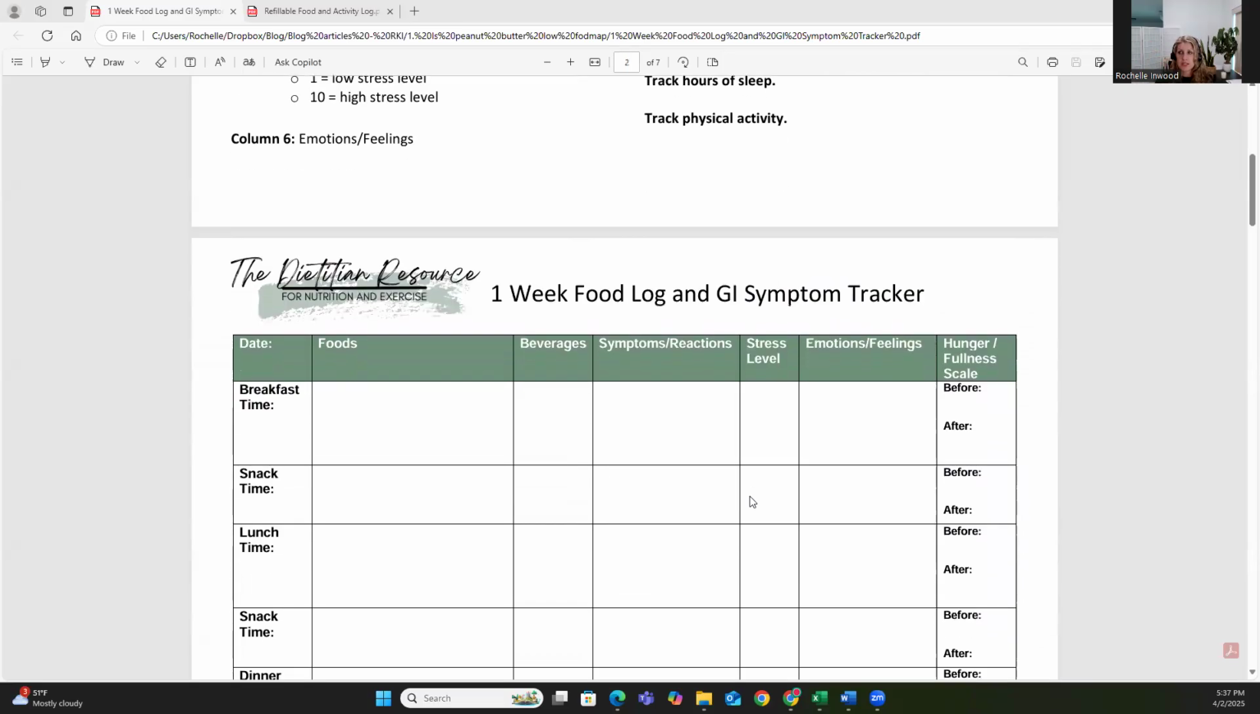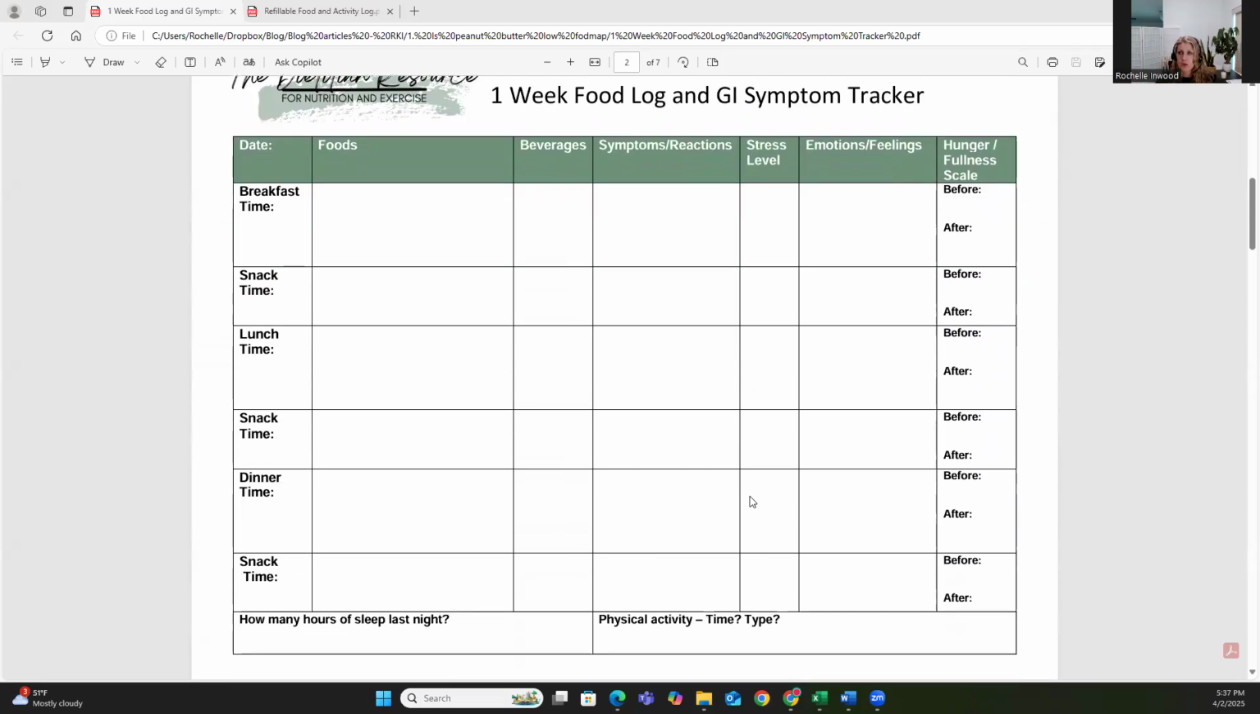So I'll just show you, this offers a week's worth of data tracking. It goes through, again, each column. So the date, the foods, the beverages, symptoms or reactions that occur in the gut, stress level, emotions and feelings, hunger and fullness, and then also how many hours they're getting of sleep per night, and physical activity, including the time and type of activity that they have participated in.